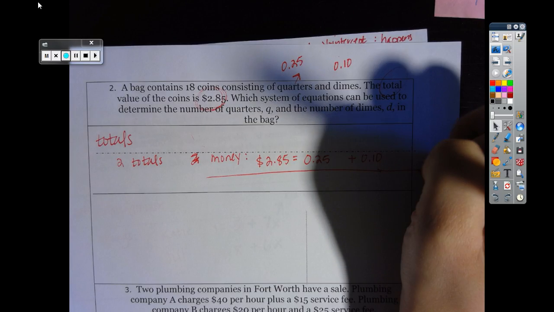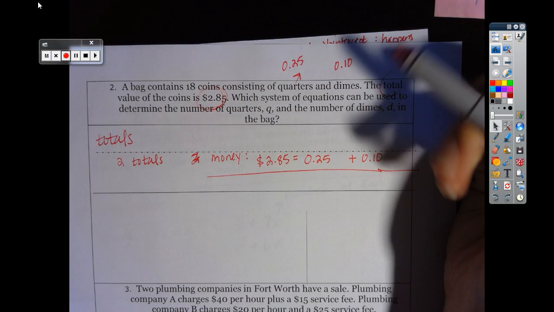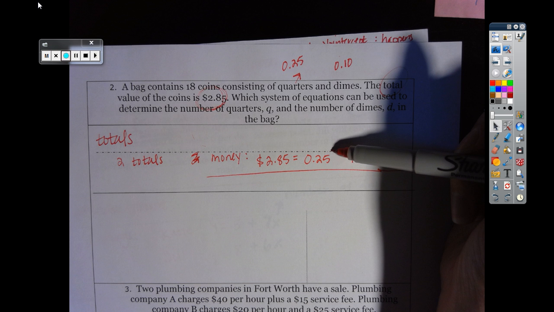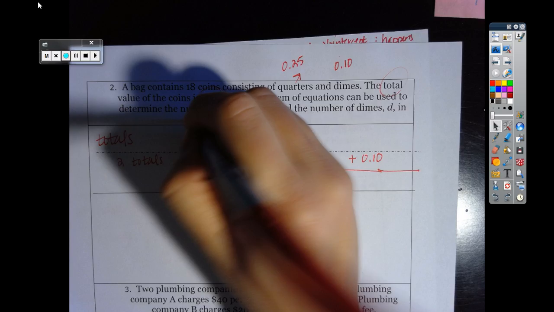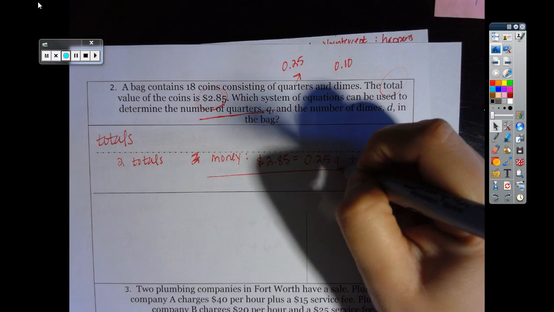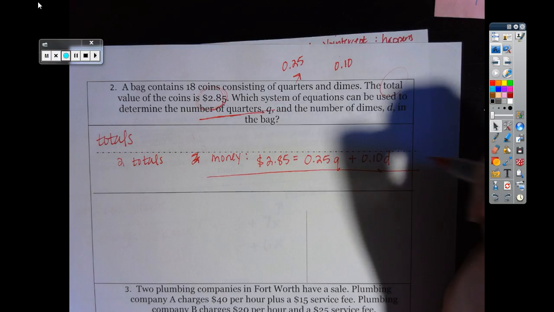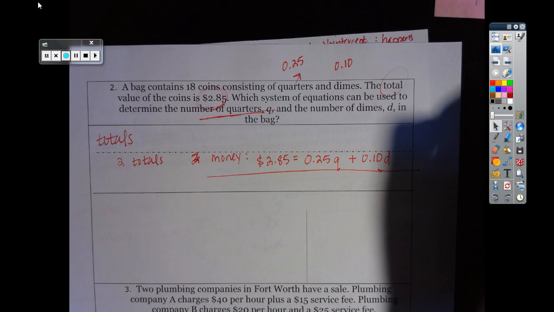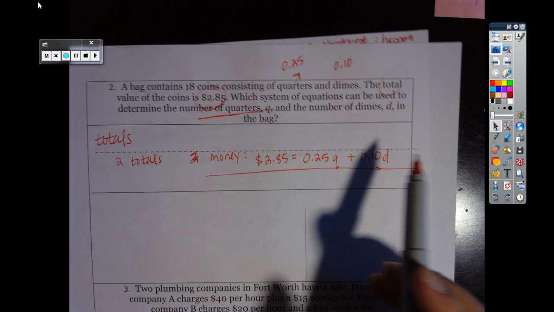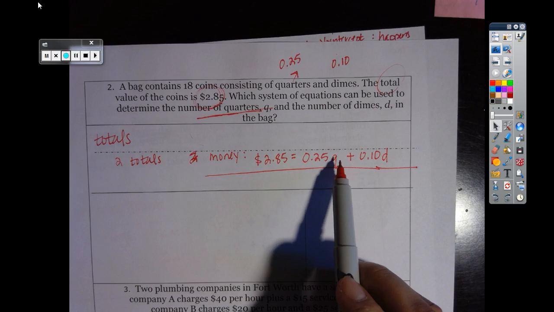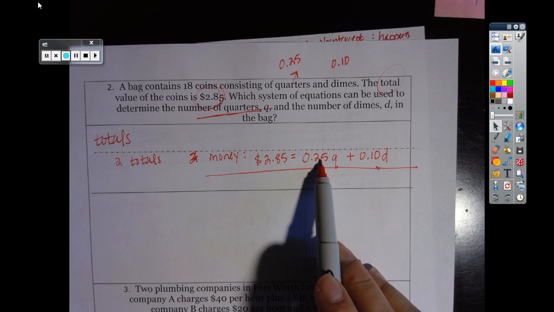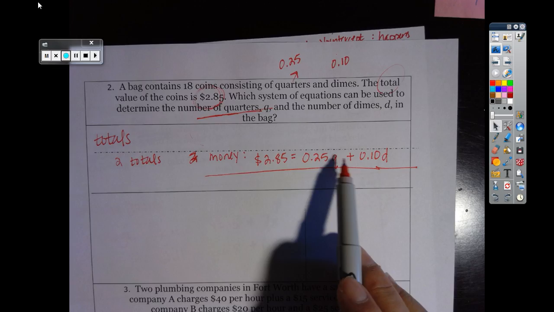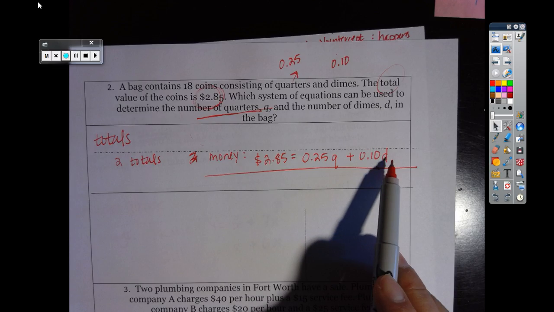But I don't know how many quarters I have. If I had just one, I would just put this one. I don't know how many, but I know Q stands for the number of quarters. So I put Q next to it, and D next to this one because I don't know how many dimes I have. I just know that each dime is 10 cents and each quarter is 25 cents. This is kind of like the other one that we did. This is per each quarter, and this one is per each dime.